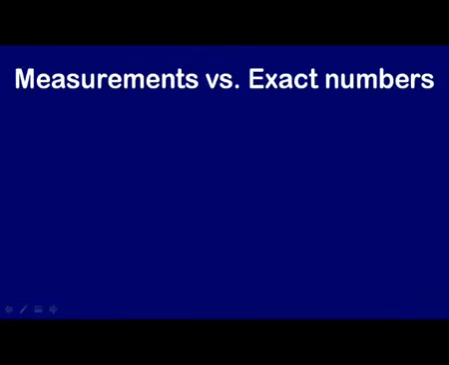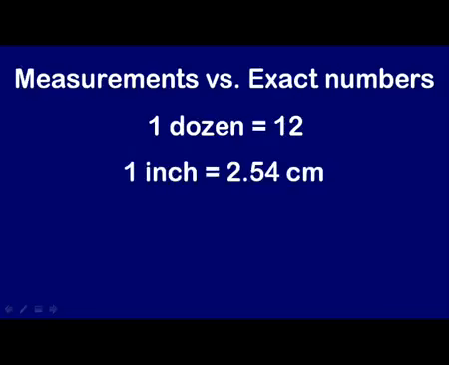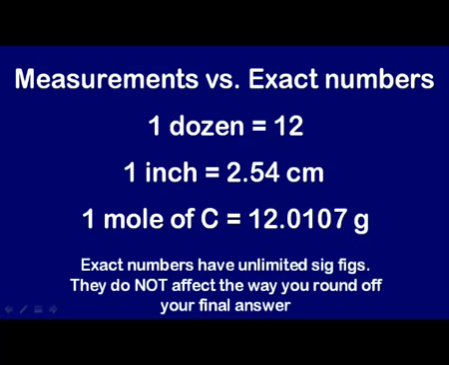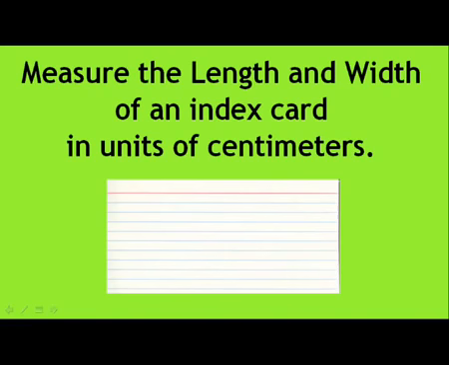And by the way, as we talk about rounding off our answers, it is based on measurements, which are not the same as exact numbers. So if you had a calculation involving dozen, where 1 dozen equals 12, those are exact numbers, and you would not round off your final answer based on one significant figure. 1 inch equals 2.54 centimeters. 1 mole of carbon is equal to 12.0107 grams. These are all examples of known facts in either math or science, and these are exact numbers, which will have unlimited number of sig figs. They will not affect the way we round off our final answer.